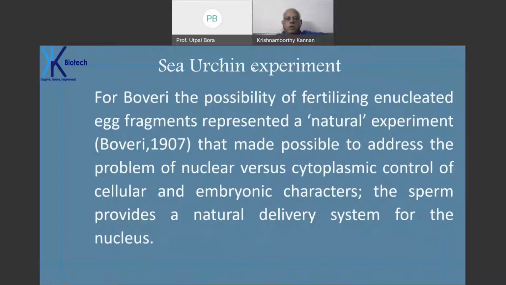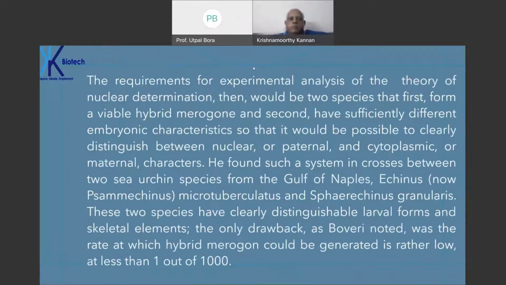Okay. So for Boveri, there is another experiment, but I also want you to recall the sea urchin experiment. By shaking, he could remove the nucleus, and he wanted to show whether the nucleus or the cytoplasm is important. That is to address the problem of nuclear versus cytoplasmic control of cellular and embryonic characters. The sperm provides a natural delivery system for the nucleus.